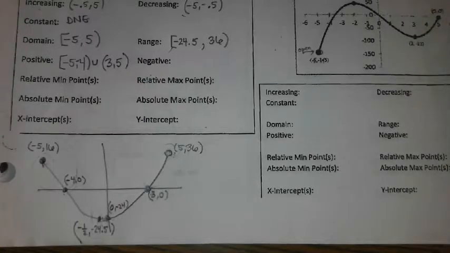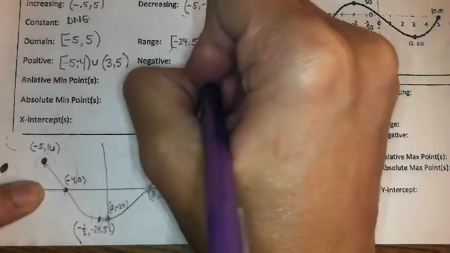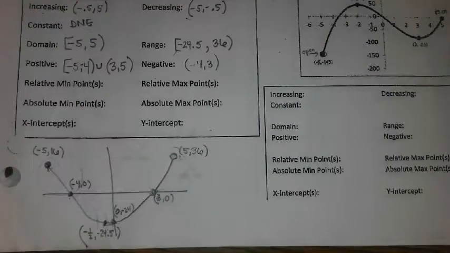Okay, Kirsten, what do you think? -4 to 3, parentheses, brackets, what do you think? Both parentheses, excellent. Relative minimum point. Grace, what do you think?